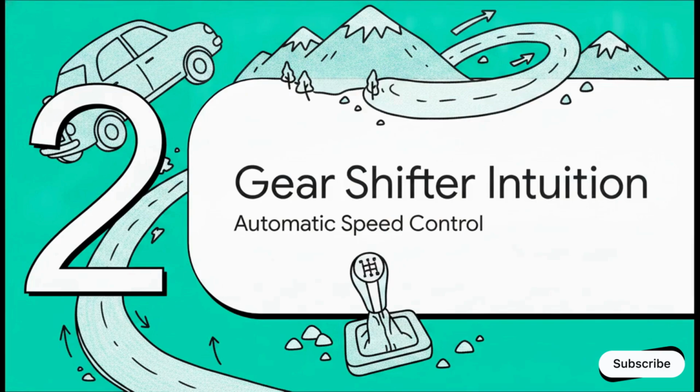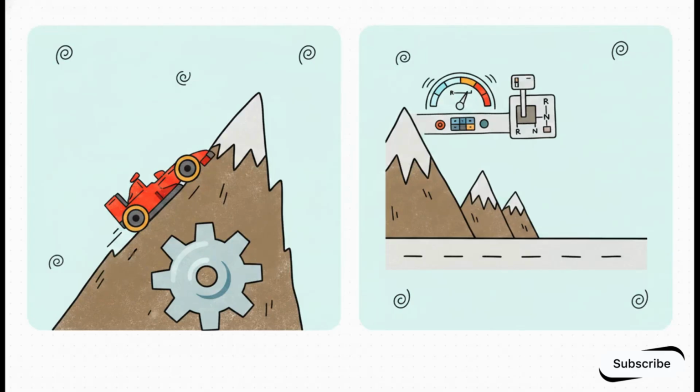Moving on to Section 2, the gear shifter intuition, where we'll look at automatic speed control. To really get this, we've got to translate the abstract math into a physical intuition of a car navigating a rough mountain path. Think of vanilla SGD like driving a car up a mountain while you're stuck in a single, rigid gear. It's a bumpy, dangerous ride. RMSProp, on the other hand, acts like a flawless automatic transmission.